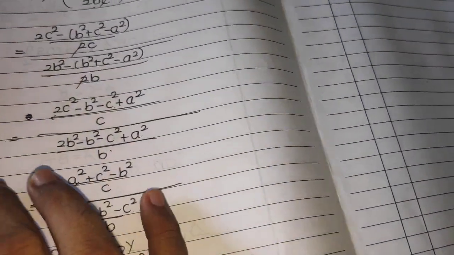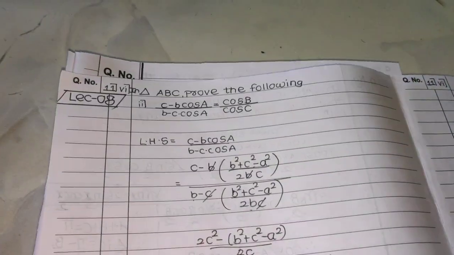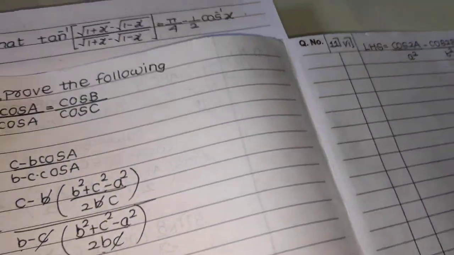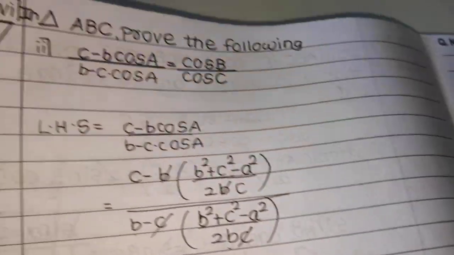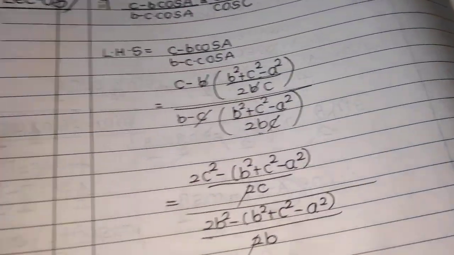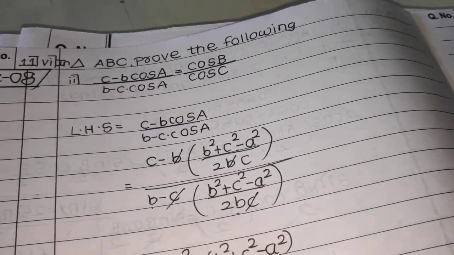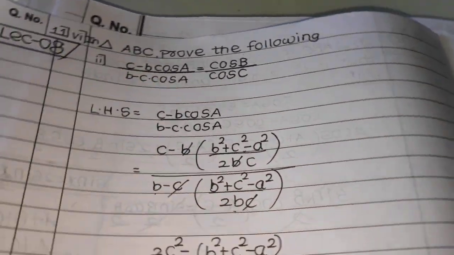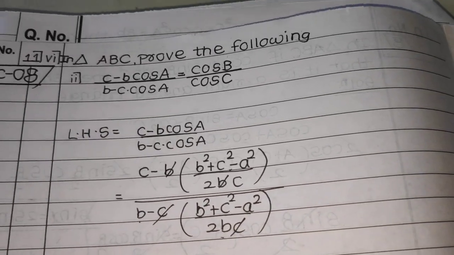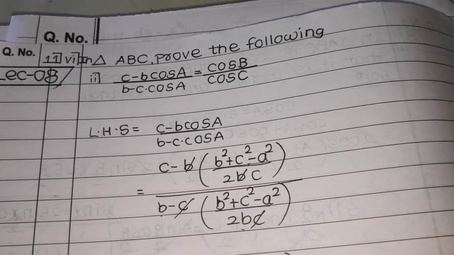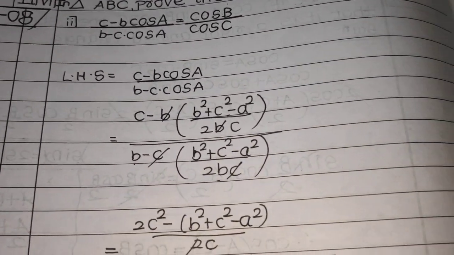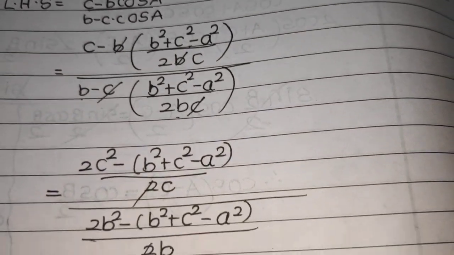Let's have a quick recap of the question. Let's look at the question once again. So what we have to prove: there was a triangle with c minus b cos A. All of us know that small alphabets represent the sides and capital alphabets represent the angles. So we started with the left hand side, c minus b cos A, the whole divided by b minus c cos A. So I applied the transformation formula for cos A in the numerator as well as the denominator.